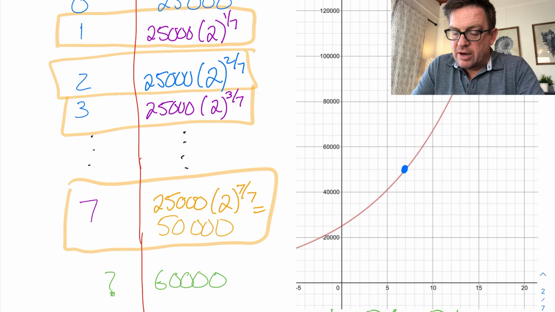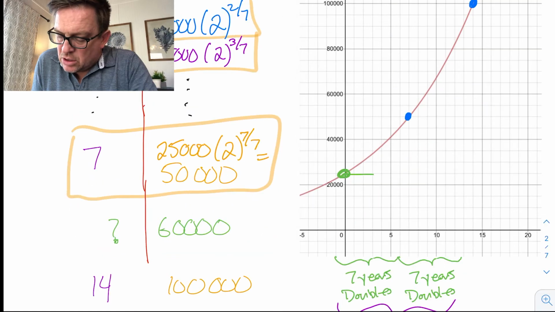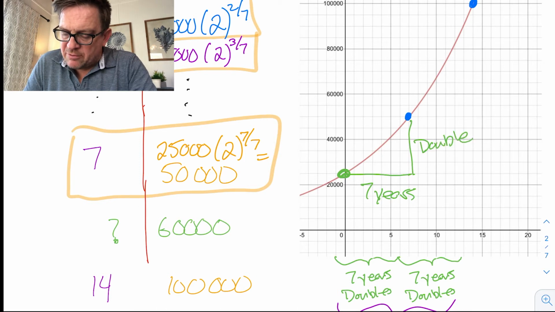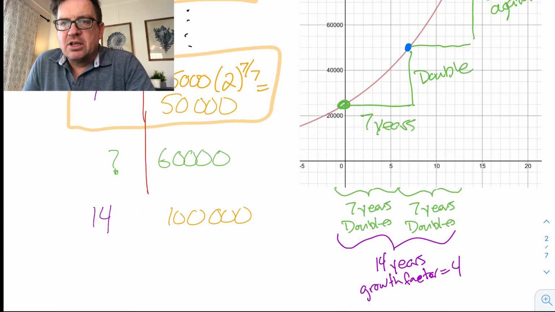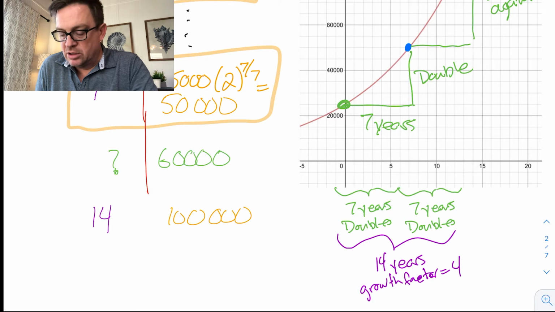And so that's what the graph looks like on the right. In 7 years, when we go from 25,000 over 7 years, we go up and we double. We double the amount from 25,000 to 50,000. And then in another 7 years, we double again. So you have this idea of periods, and in 7 years, it's a doubling period. And 2 of those doubling periods, 14 years, is going to be a growth factor of 4, 2 times 2.